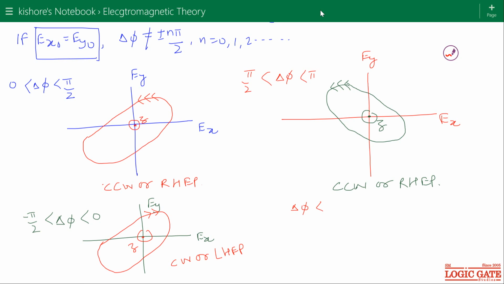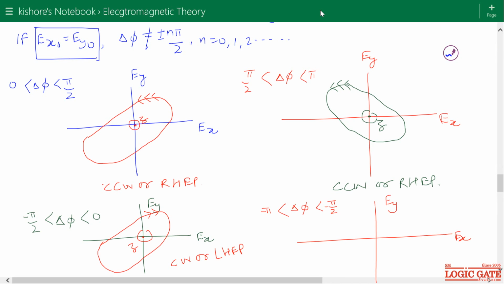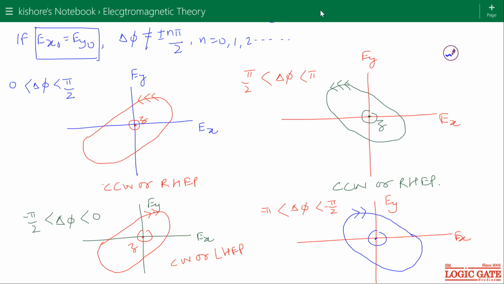And if del phi is between minus pi to minus pi by 2, then this will be the resultant tilted ellipse, which is rotating in clockwise direction. And wave is forward moving. So clockwise or left hand elliptically polarized wave. So that's how we can find out the polarization of electromagnetic wave.